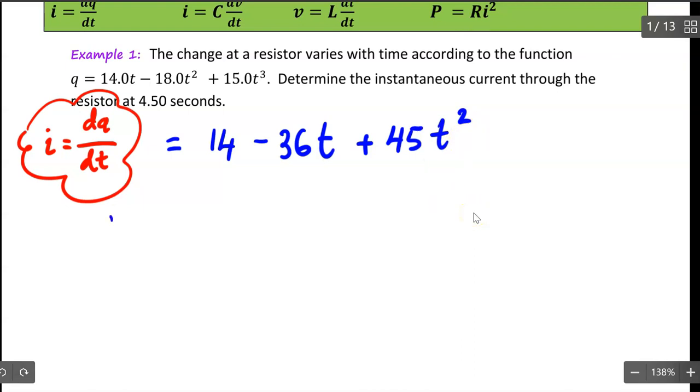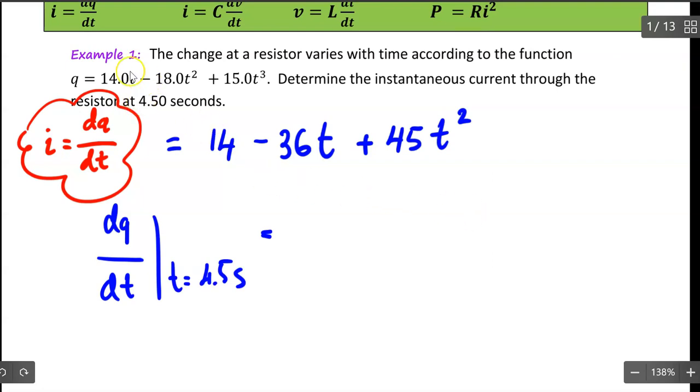So now at this point, all we have to do is evaluate this at t equal to 4.5 seconds. I would like to pause a bit and remind everyone that all of these variables here are in terms of time, and the coefficients, the numbers given to you, are actually in 3 significant digits.